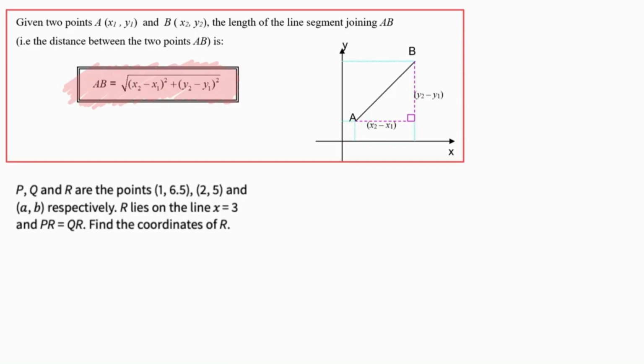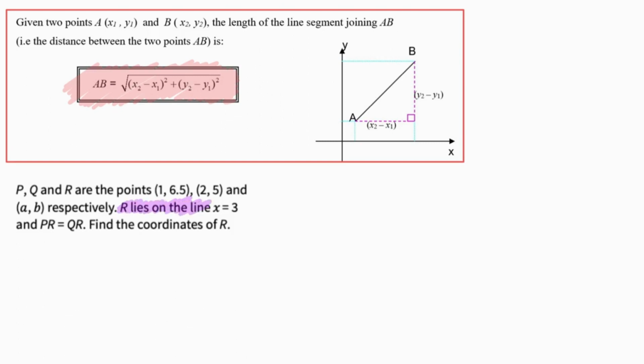Hello everyone, welcome to this video where we are given 3 points P, Q and R, where for points P and Q the coordinates are given in numbers, and for point R it is in terms of A and B. But one very important clue is here.